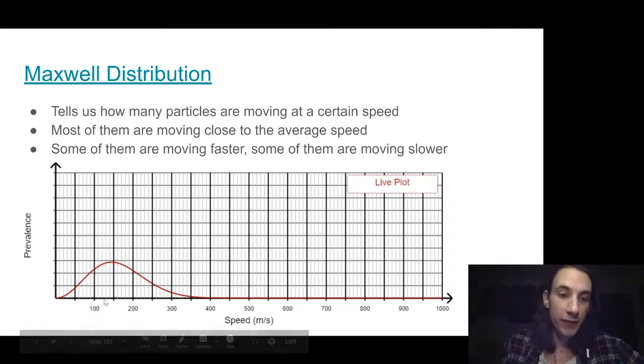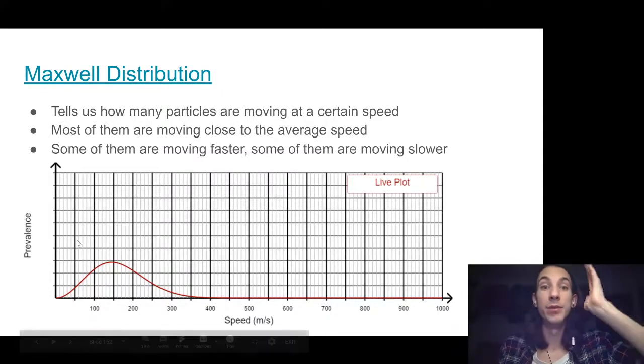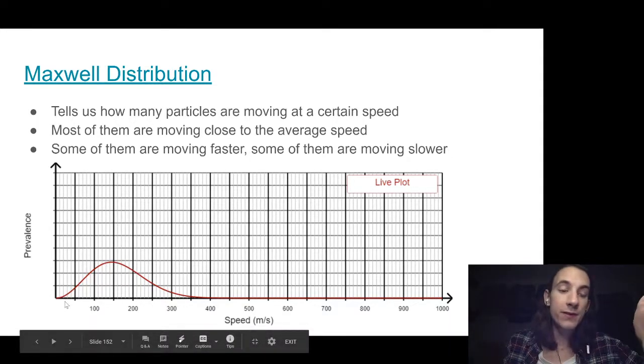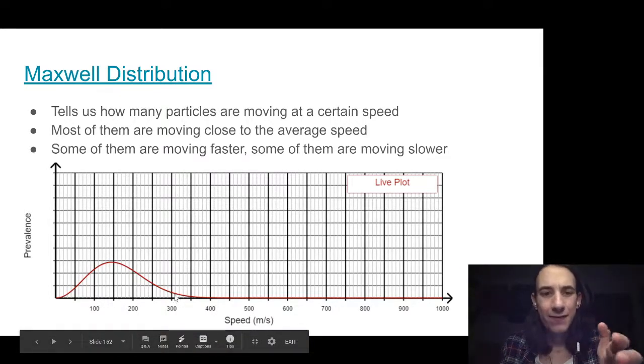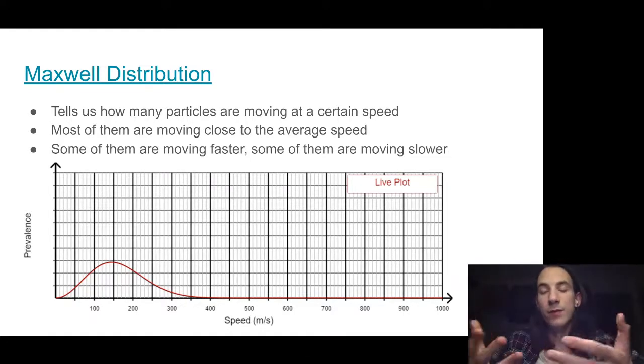So a lot of particles are around the speed of 150 meters per second. Some of them are a little bit further away, where our y-axis measures how many particles you have at that given speed. We have a few that are a little bit slower, a few that are a little bit faster. The further we go away, the fewer particles we have. Some are moving very slowly and some very quickly, but it's just a few of them. Most of these particles land around 150, somewhere between 100 and 200. Most of them are going about the average speed, with some faster and some slower.